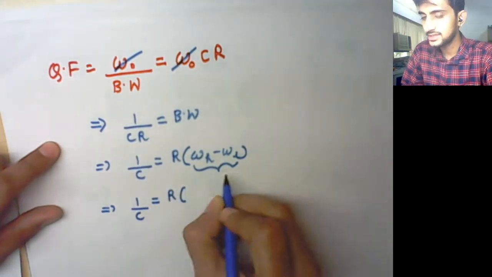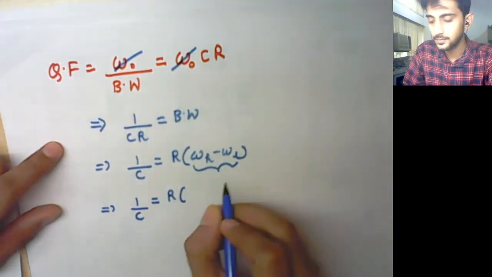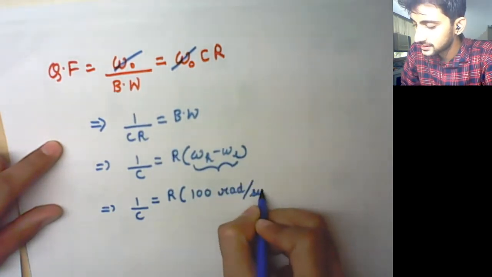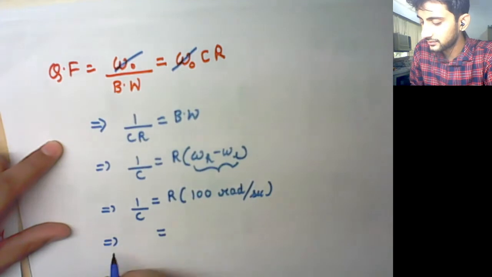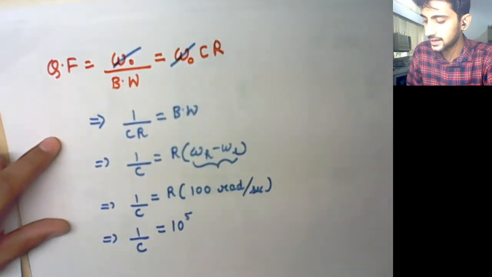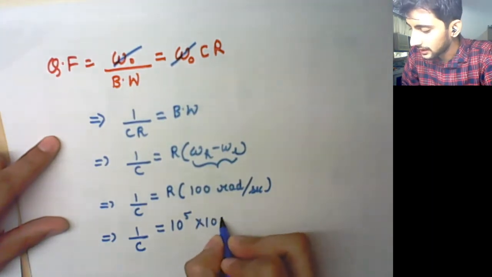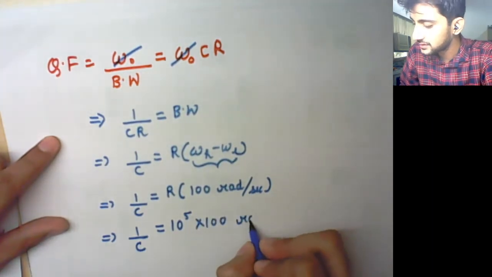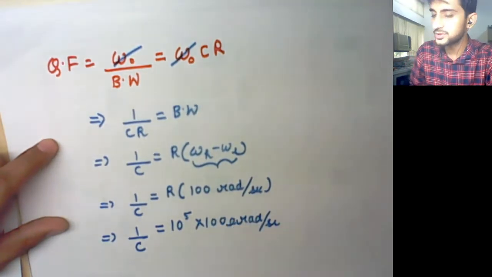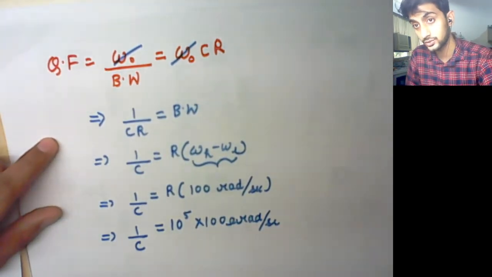So it means that 1 upon C is equal to R into, what is the bandwidth given? 100 radians per second. So it would be equal to 1 upon C. R is 10 to the power 5, R is 10 to the power 5 into 100 radians per second. तो ये हो गया 10 to the power 5 ohms था, तो ohms into radians per second, तो omega into J वाला term आ गया.